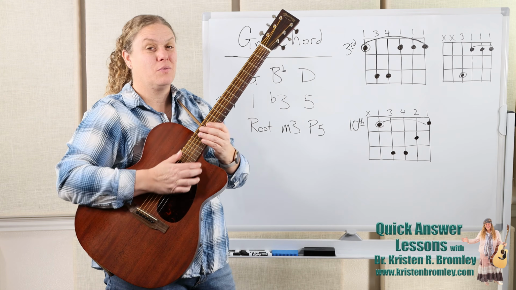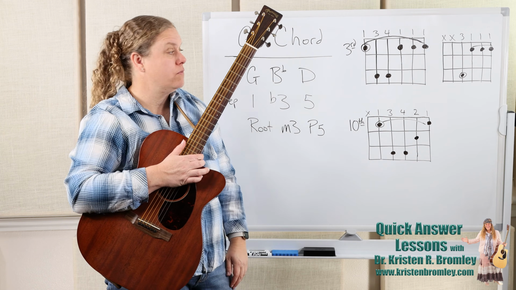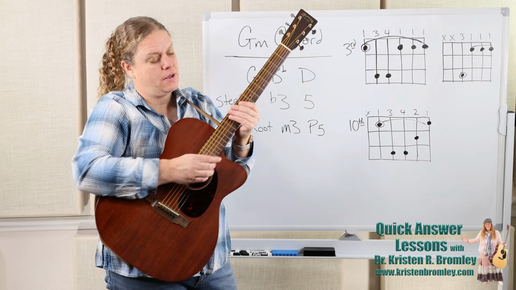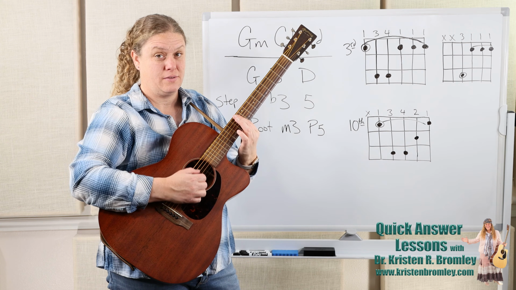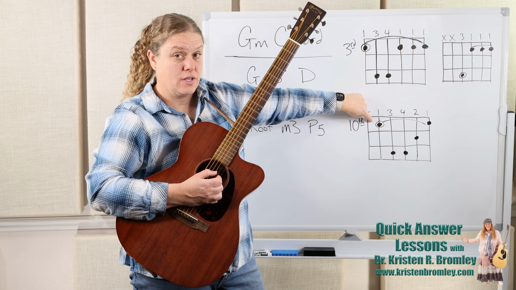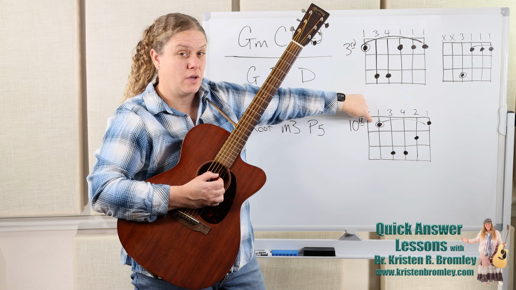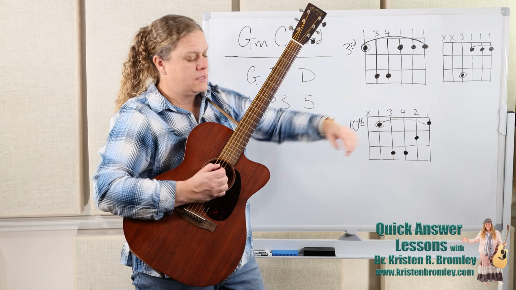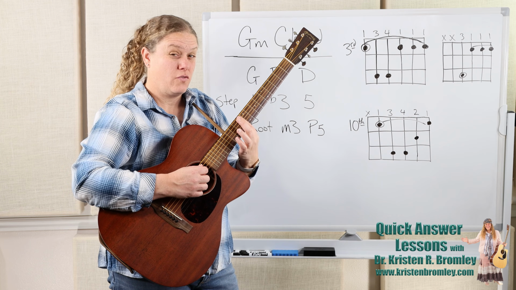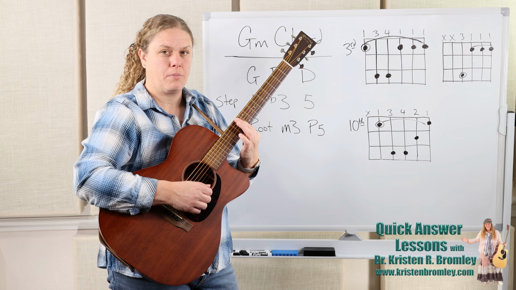Okay, alternatively, we have a 5th string form for G minor. But this one we're barring at the 10th fret, and we're just barring the top 5 strings. So our index finger is on the 5th string at the 10th fret. The lowest root of this chord, the G, is sitting at the 10th fret on the 5th string. So that's why this form goes there. And then we place our bar down.